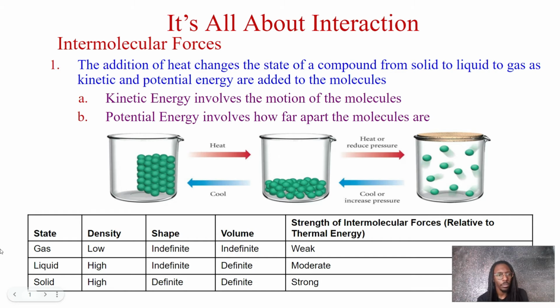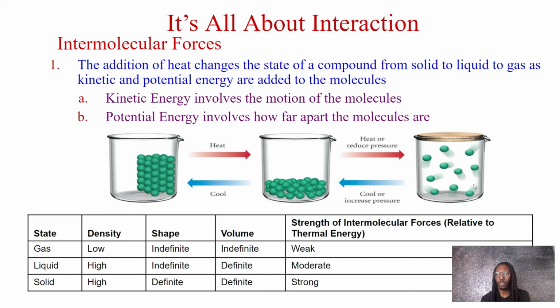We're about to break this down. So gases normally are going to have a low density. Definitely will have a low density. And then when we're talking about shape and volume, right? We know that with gases the shape is indefinite. That means that it's not definite at all, right? It basically takes the shape of whatever container it is.